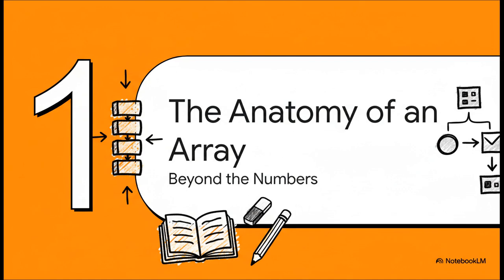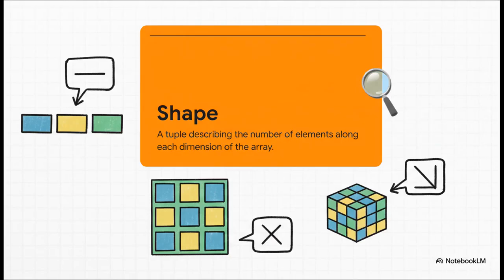Okay, before we can start bending data to our will, we really need to understand its building blocks. Think of it like a mechanic needing to know every part of an engine before they can even think about tuning it for performance. These basic properties, shape, size, and dimensions, they're the blueprint for every single thing we're about to do. The shape is probably the most important attribute you'll ever deal with in NumPy.